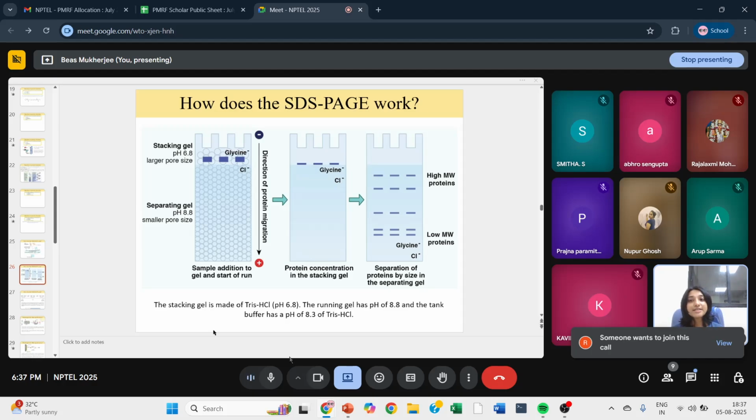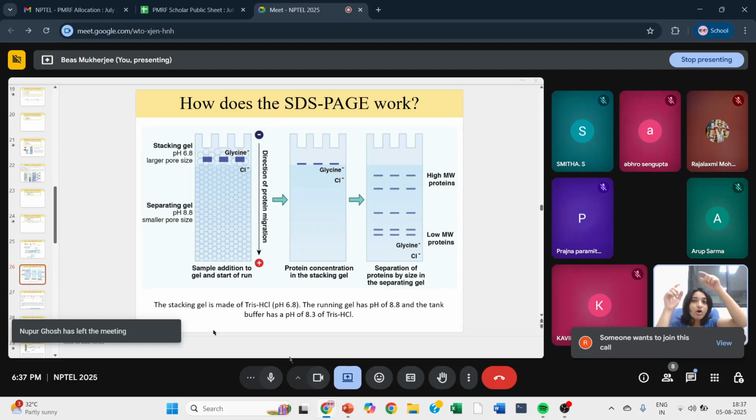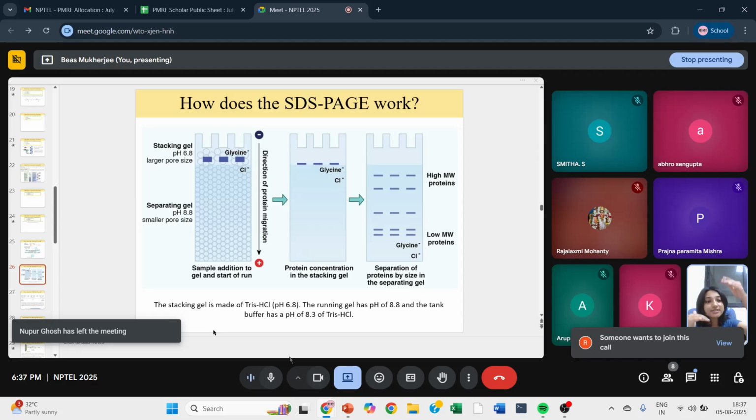Now in the stacking gel, what happens? It has larger pore size, and the separating gel has smaller pore size. Stacking is important because as you put the protein into the well, we don't want it to immediately start running, right? Because there can be differences in the way it initially migrates through the gel. That is why we want all the protein to come to a particular level and then start the migration process. So for that, the stacking gel is there. Now there is a very interesting principle behind this.